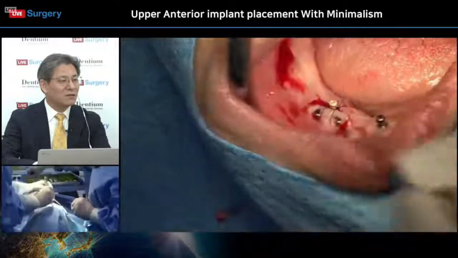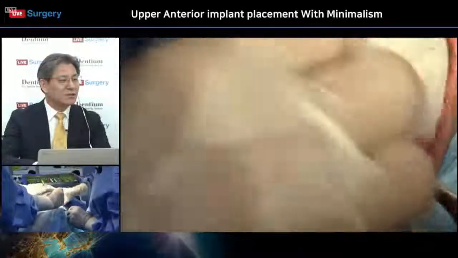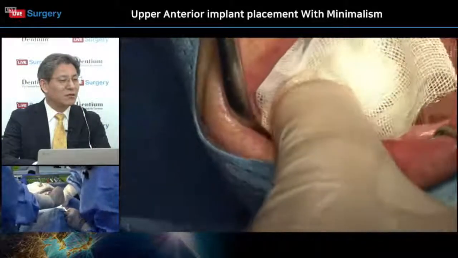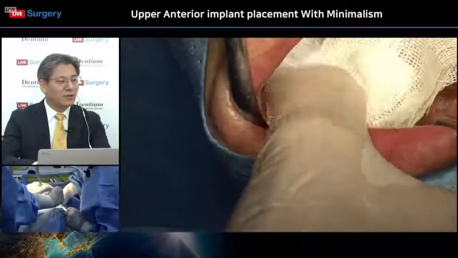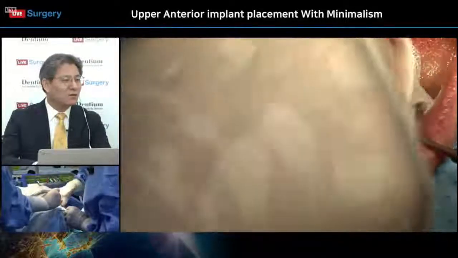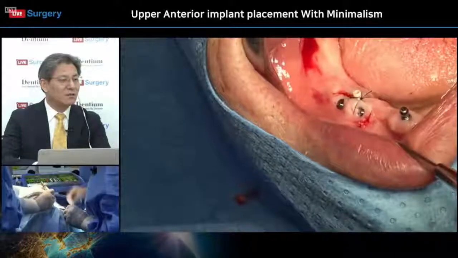Okay, good. Additional suturing is being done around the implant fixture site.